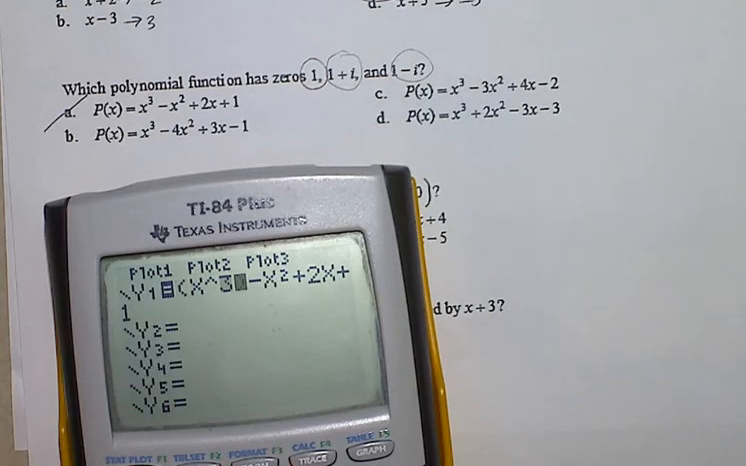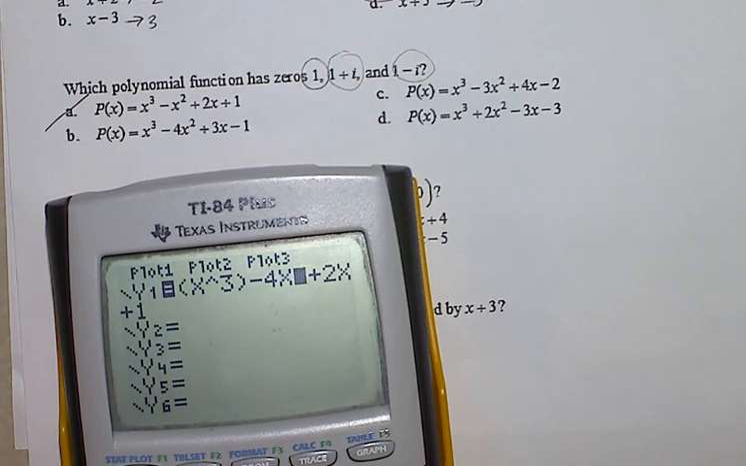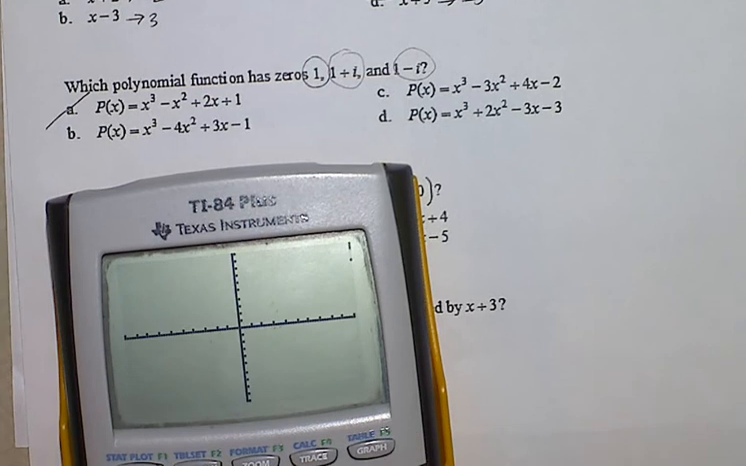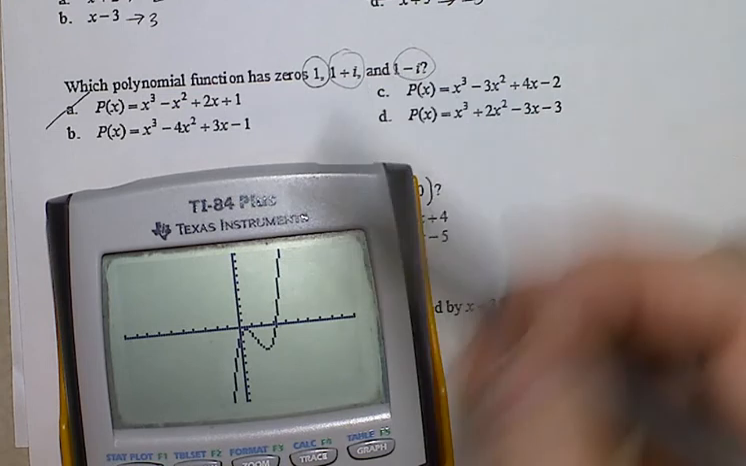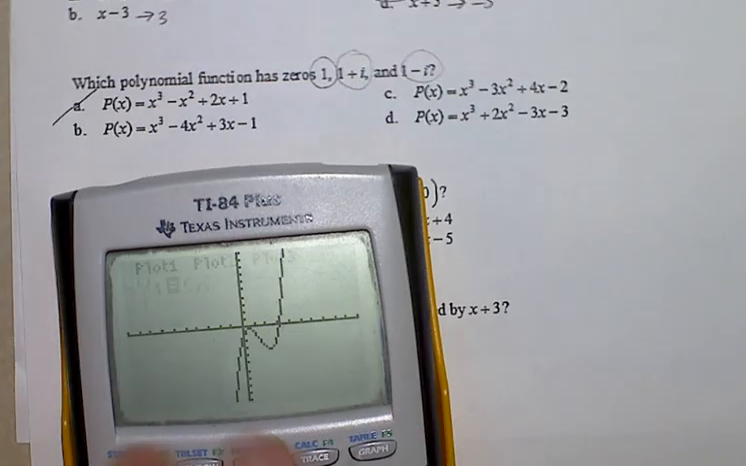So I want to insert here. I want to insert, subtract 4. So now I have x to the 3rd minus 4x squared plus 3x minus 1. And you could just type in the whole thing again if you'd prefer to do that. Does this appear to have only one real answer at 1? Nope. Okay, let's go to option C.